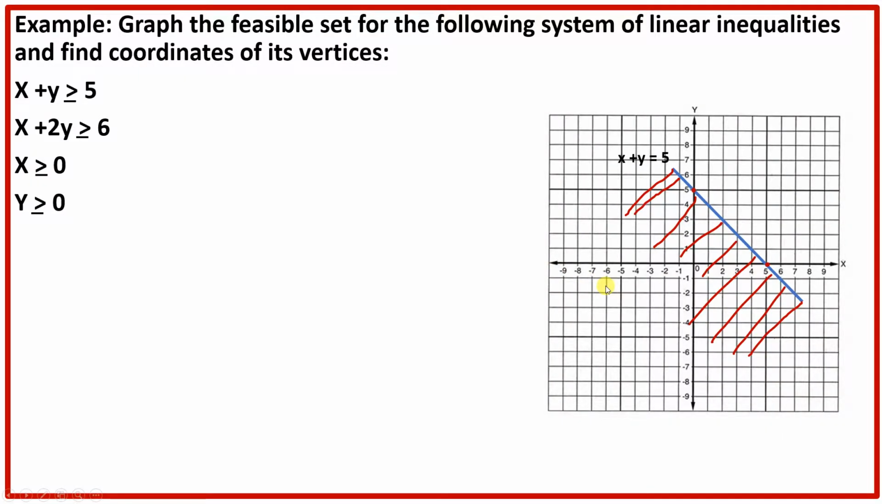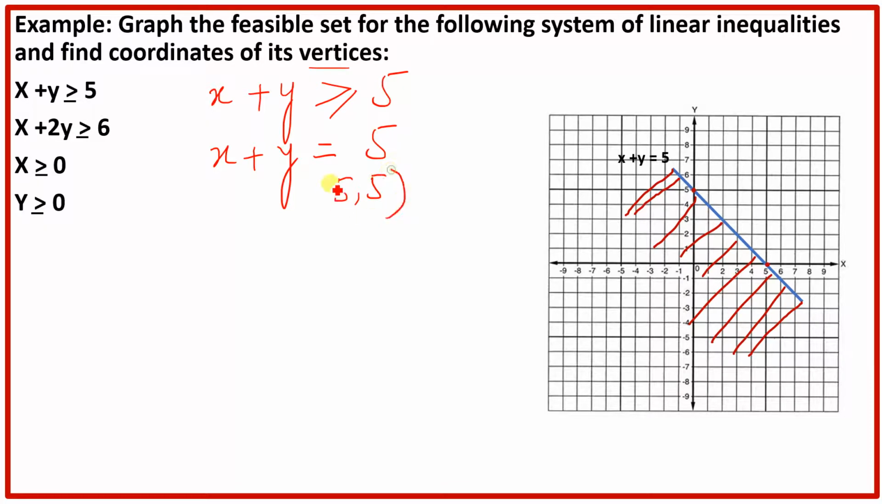Now another example. Graph the feasible set for the following system of linear inequalities and find the coordinates of its vertices. Same thing, we will start from the first inequality. What is the first step? We have to convert this into an equal sign. Now put x equal to 0, we will get y equal to 5, and when we put y equal to 0, we will get x equal to 5, so its coordinates will be 5 and 5.